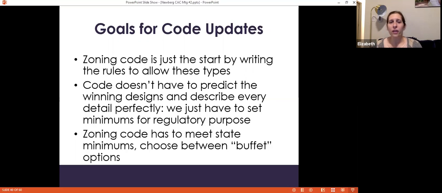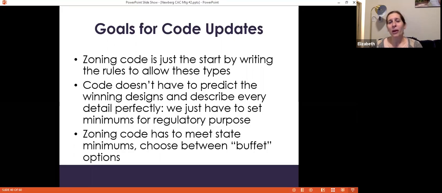When we're writing code, I think it's important to remember we don't have to predict the winning designs. Zoning code is not about designing projects for developers and saying, oh, you do everything according to this and follow all these details, like that'll be the perfect project. Code is not really a designing or creative force, right?